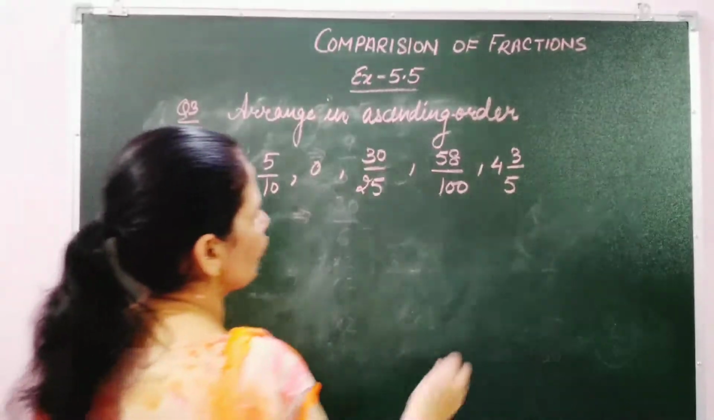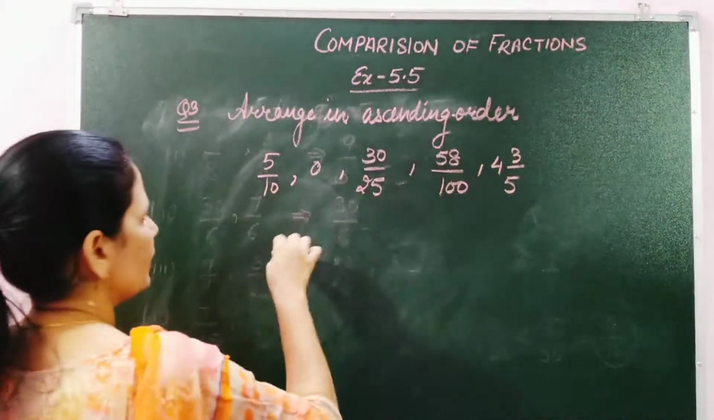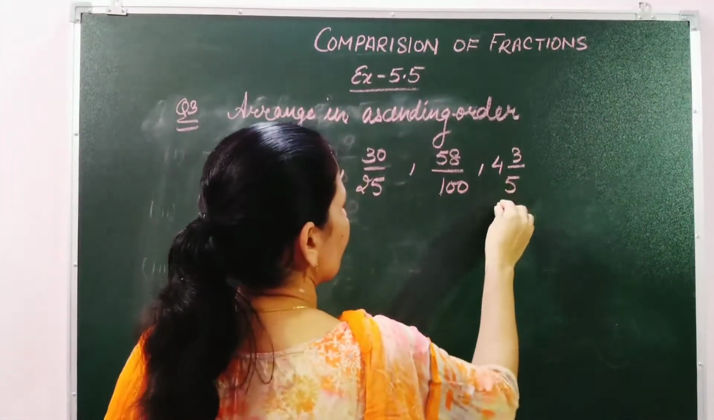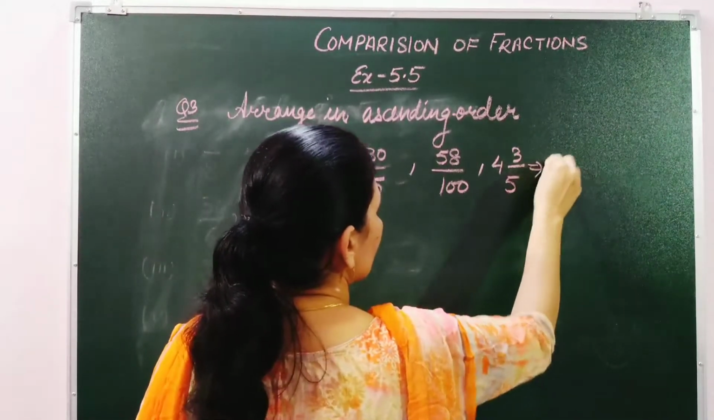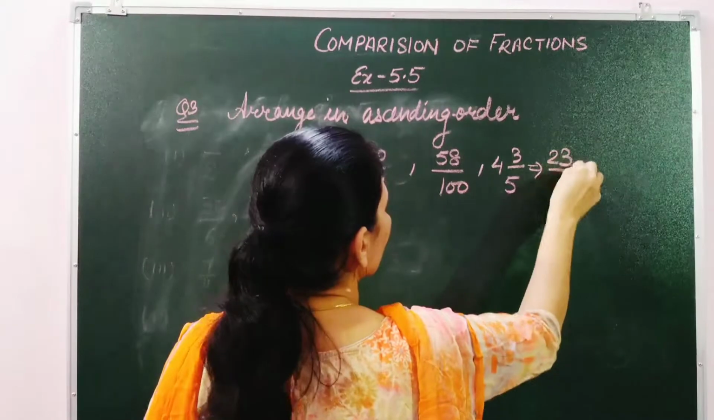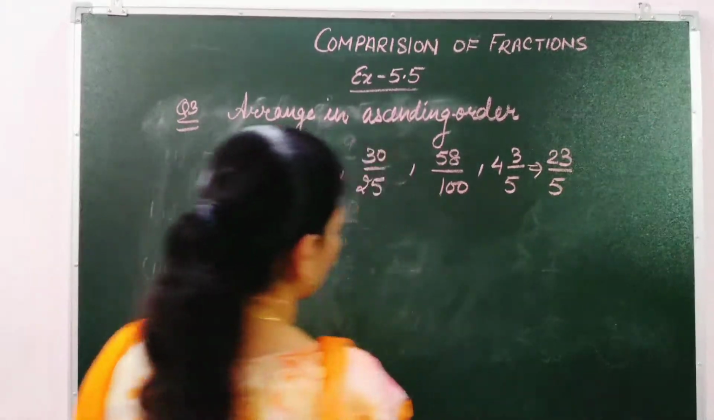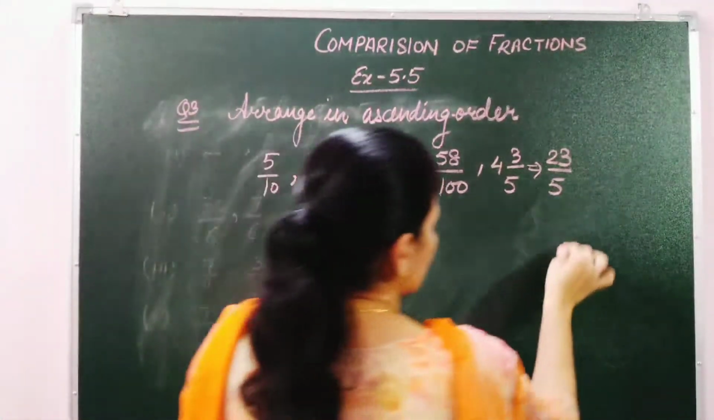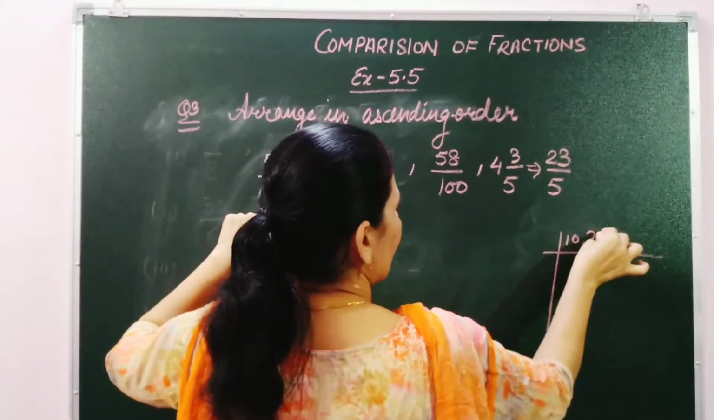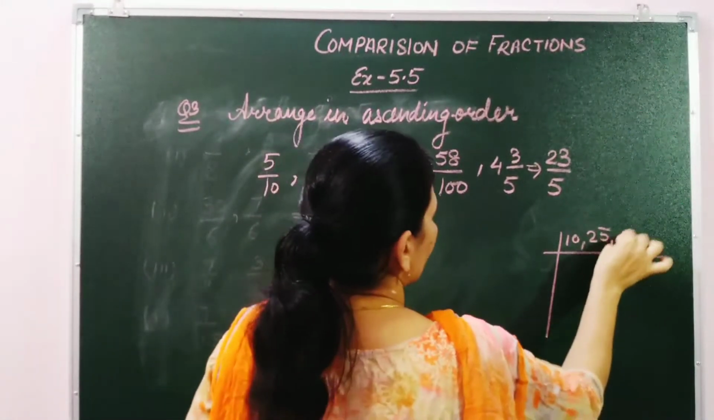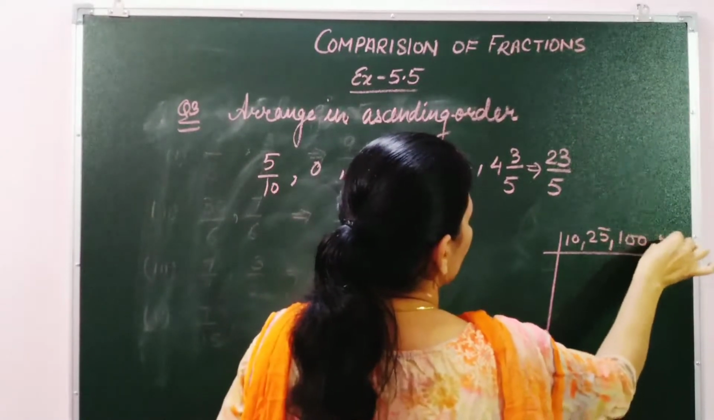So here the denominators are, first we write this one, 4 3 by 5. 4 3 by 5 means 5 times 4 is 20, 20 plus 3, so we can write this as 23 by 5. Okay. Now take the LCM. Here we have 10, 25, then 100 and 5.